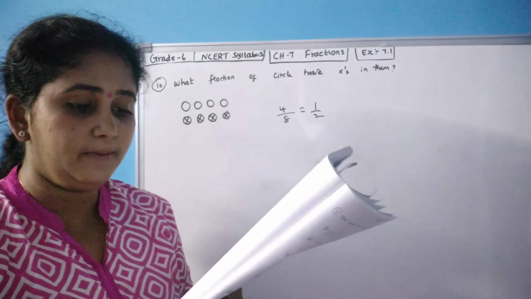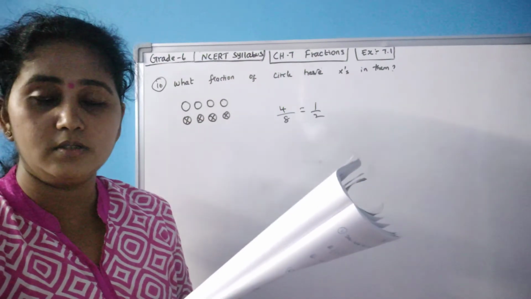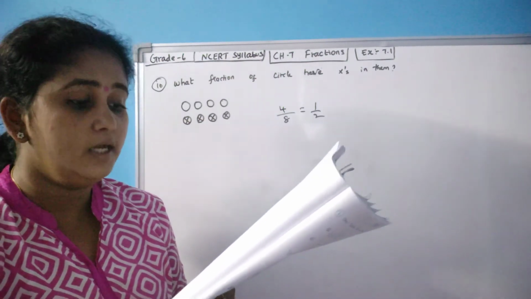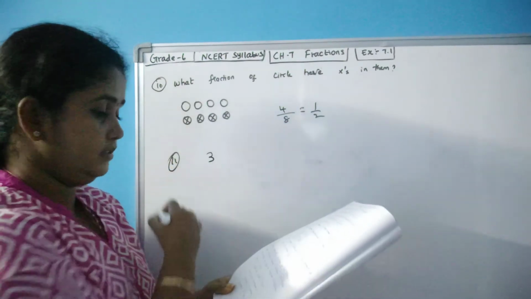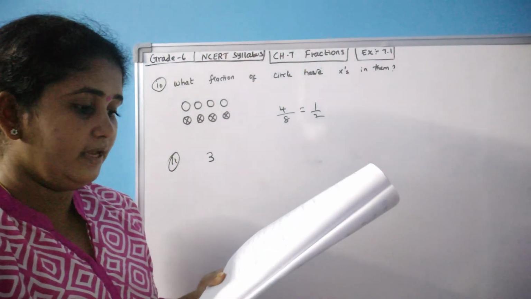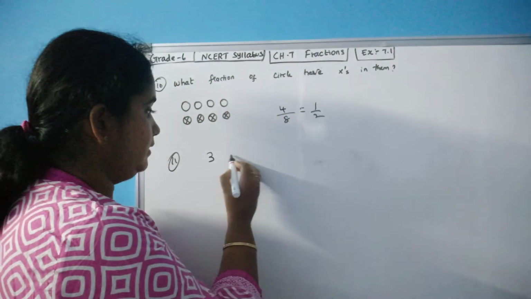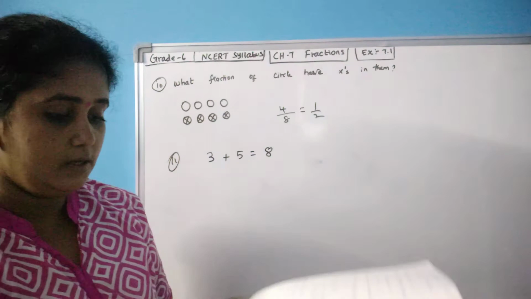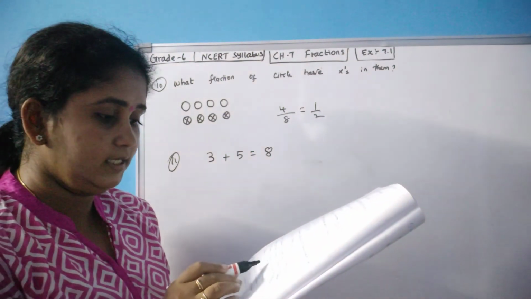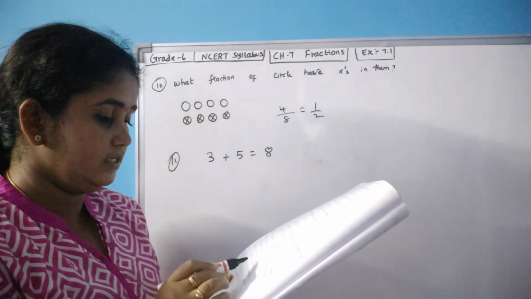Christine received a CD player for her birthday. So Christine, what is she doing? She received a CD player for her birthday. She bought 3 CDs. So how many CDs is she buying? She bought 3 CDs and received 5 others as gifts. So 5 others came as gifts. What is the total number of CDs? It is 8 CDs. Okay. What fraction of total CDs did she buy? What fraction did she receive as gift?